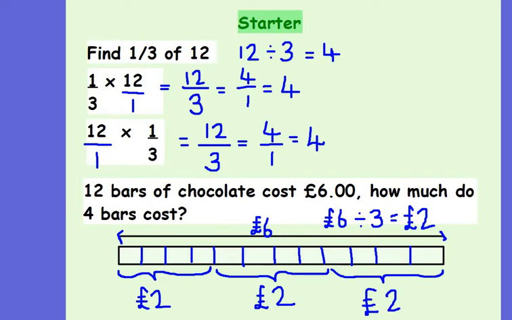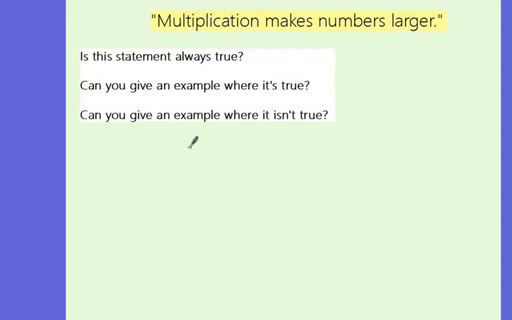Let's head into today's lesson. First of all, multiplication always makes numbers larger. Pause the video. Is this statement always true? Can you give an example where it is true? And can you give me an example where it isn't? Pause the video and have a little think and write down your answers in your light blue books now, please, Year 7.